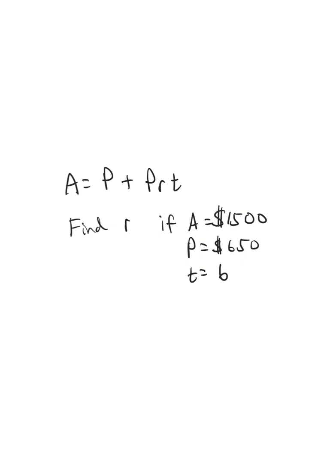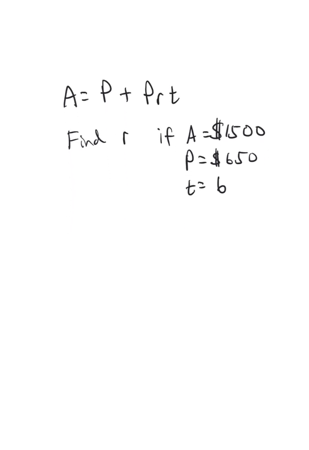For this problem here, we're going to try to find R, which is the interest rate needed to get a certain amount A based on the principal invested for a certain amount of time. And then we want to try to find the interest rate that would achieve this.